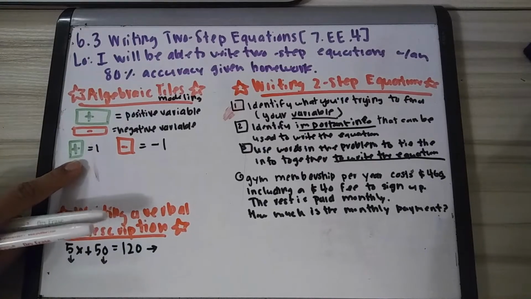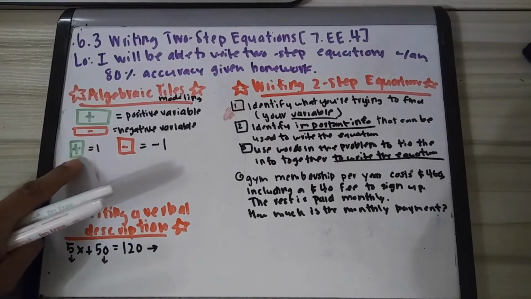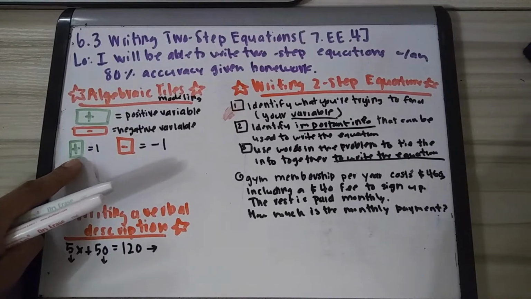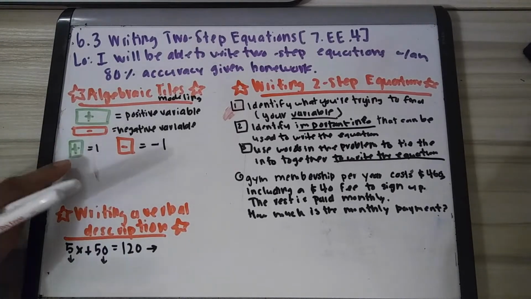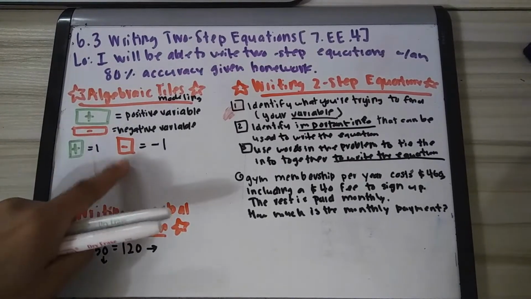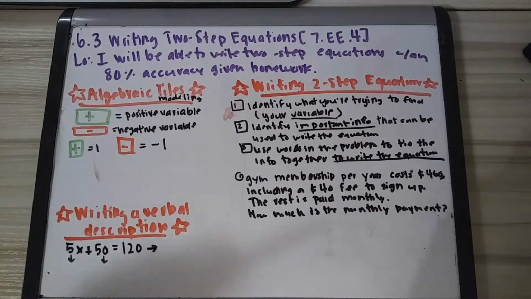Any boxes, or these are rectangles and these are squares. So the little squares, if it's yellow, or in this case has a plus sign, mine is going to be green, it's going to be a positive one. And then the red one is a negative one tile.